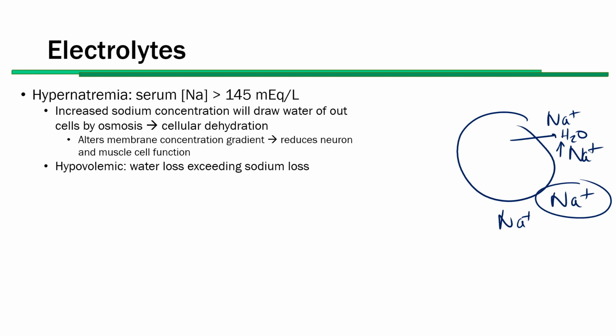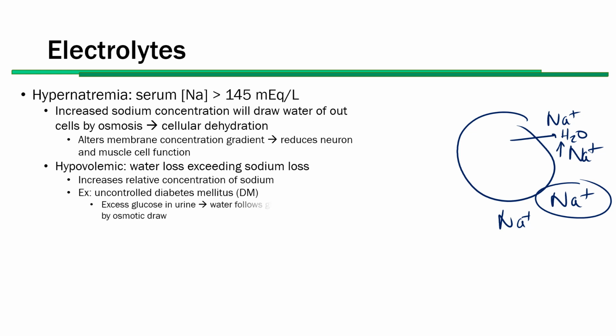Hypernatremia can be hypovolemic. That means there's low volume. That'll occur when water loss exceeds sodium loss, so sodium's left behind. So the sodium becomes more concentrated because the water has left and left the sodium behind. So it's hypovolemic. That increases the relative concentration of sodium. Even though the absolute numbers may not go up, the numbers per volume go up. And so the volume has gone down, so the sodium becomes more concentrated.